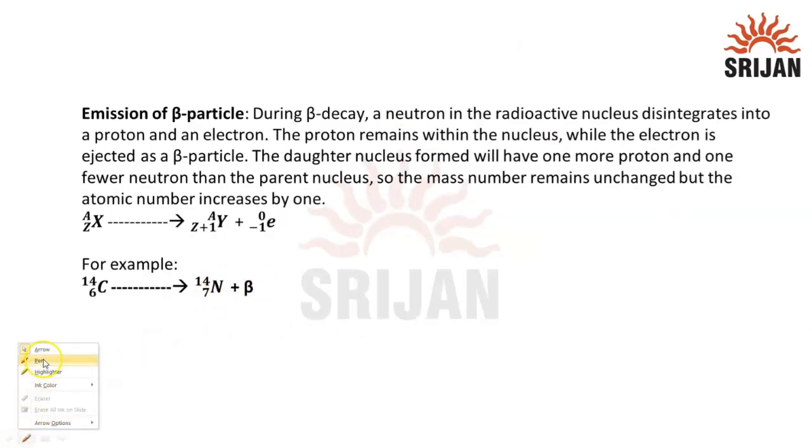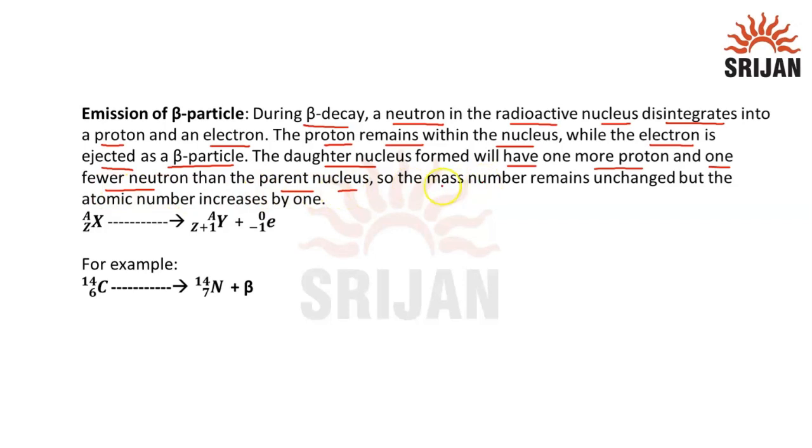Next is the emission of beta particle. During beta decay, a neutron in the radioactive nucleus disintegrates into a proton and an electron. The proton remains within the nucleus while the electron is ejected as the beta particle. So, beta particle is equivalent to the electron. The daughter nucleus formed will have one more proton and one fewer neutron than the parent nucleus. So, mass number remains unchanged, but the atomic number increases by 1.